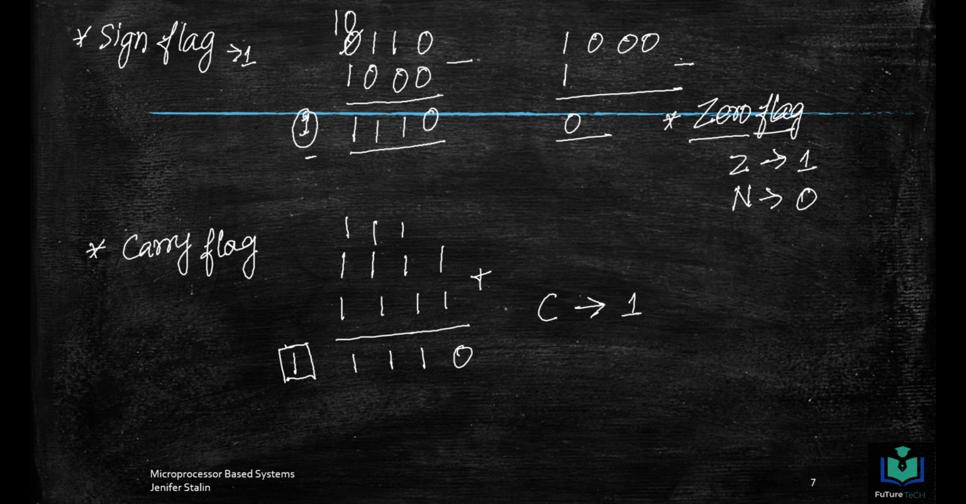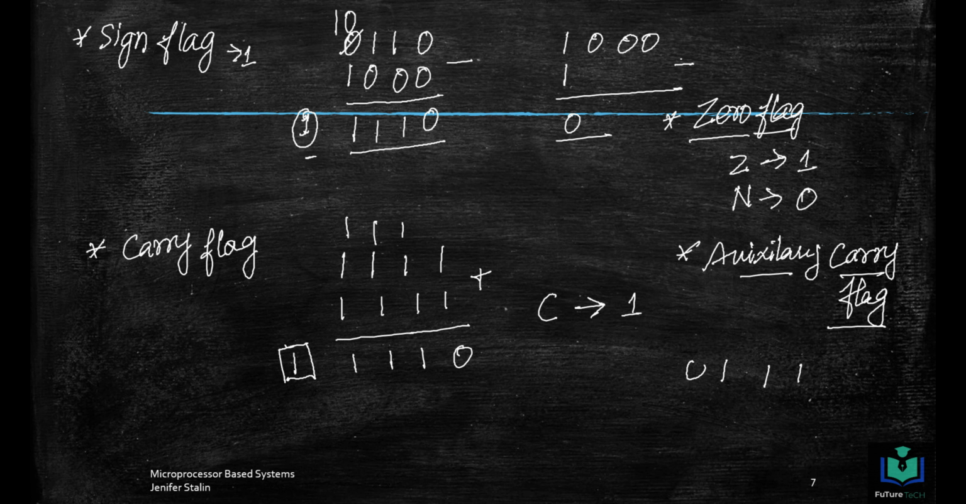Okay, so now let's see the case of the auxiliary carry flag. For the auxiliary carry flag, there will be a transition when we are dealing with 8 bits. The best example can be given by assuming 8 bits. For simplicity I had taken 4 bits, but for a good explanation, I'm going to take 8 bits. Let's say the bits are like this.